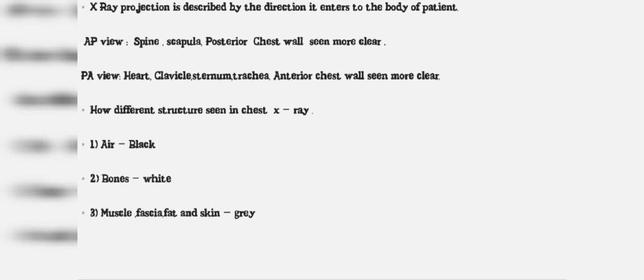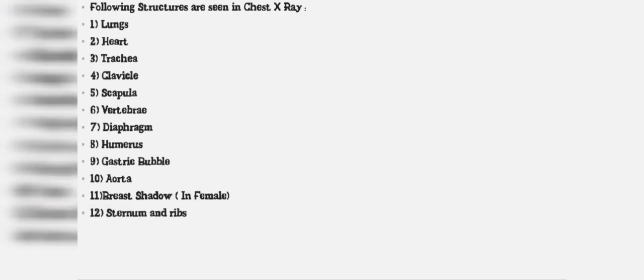How are different structures seen in chest X-ray? Air is seen as black, bone as white; muscle, fascia, fat, and skin are grey. The following structures are seen in a normal chest X-ray: lungs, heart, trachea, clavicle, scapula, vertebrae, diaphragm, humerus, gastric bubble, aorta, breast shadow in female, and sternum and ribs.